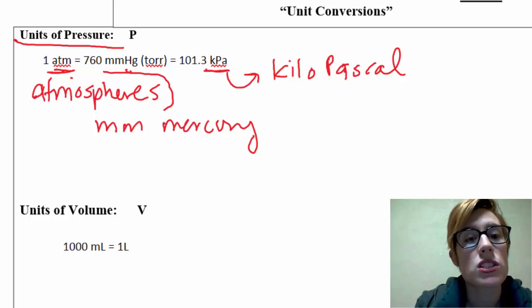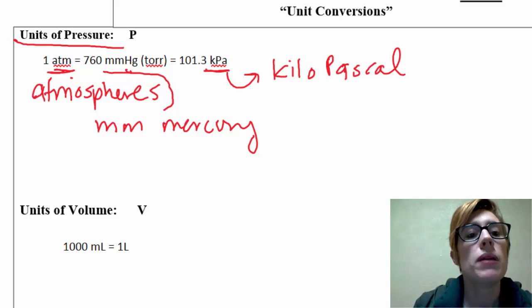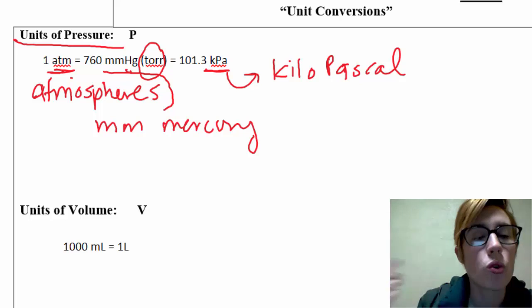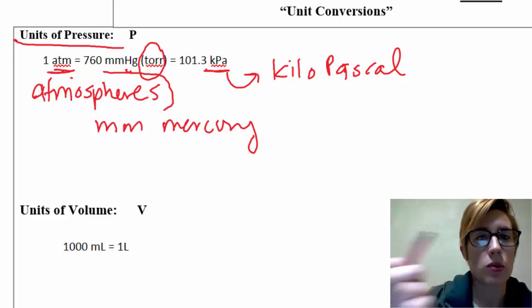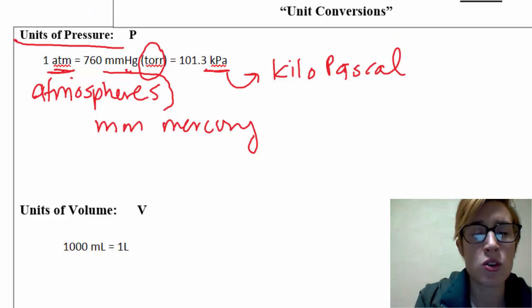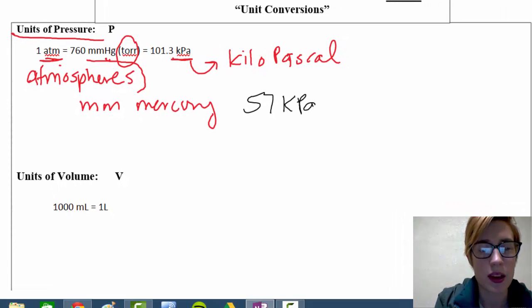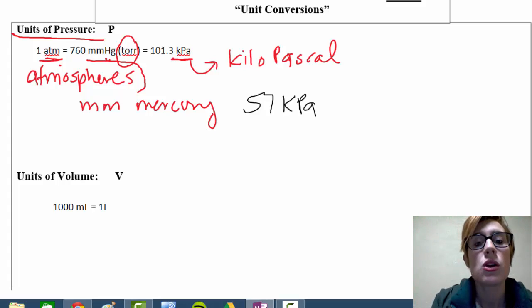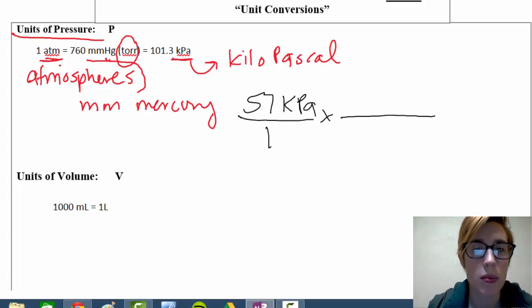And what I've shown here are the conversions between ATMs, millimeters of mercury, and kilopascals. Millimeters of mercury are also known as torr, T-O-R-R, which is another name of a scientist. So let's talk about how we can convert between these different units. If I give you any unit, let's say I gave you 57 kilopascals, kPa, whatever unit they give you, if you're supposed to convert to a separate unit, like ATMs or millimeters of mercury, you always put your given unit over 1, and we're going to set this up just like a dimensional analysis problem.